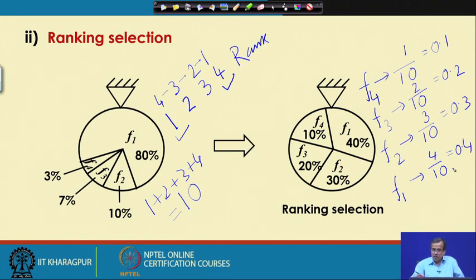Now, you see the probability value for F1, previously it was 0.8, now it is 0.4. For F2, previously it was 0.1 and now it is 0.3. F3, previously it was 0.07 and now it is 0.2, and F4, previously it was 0.03 and now it is 0.1. Now, if you compare these two methods in terms of the probability values of only F1, here it was 80%, 0.8, and here it is 0.4.